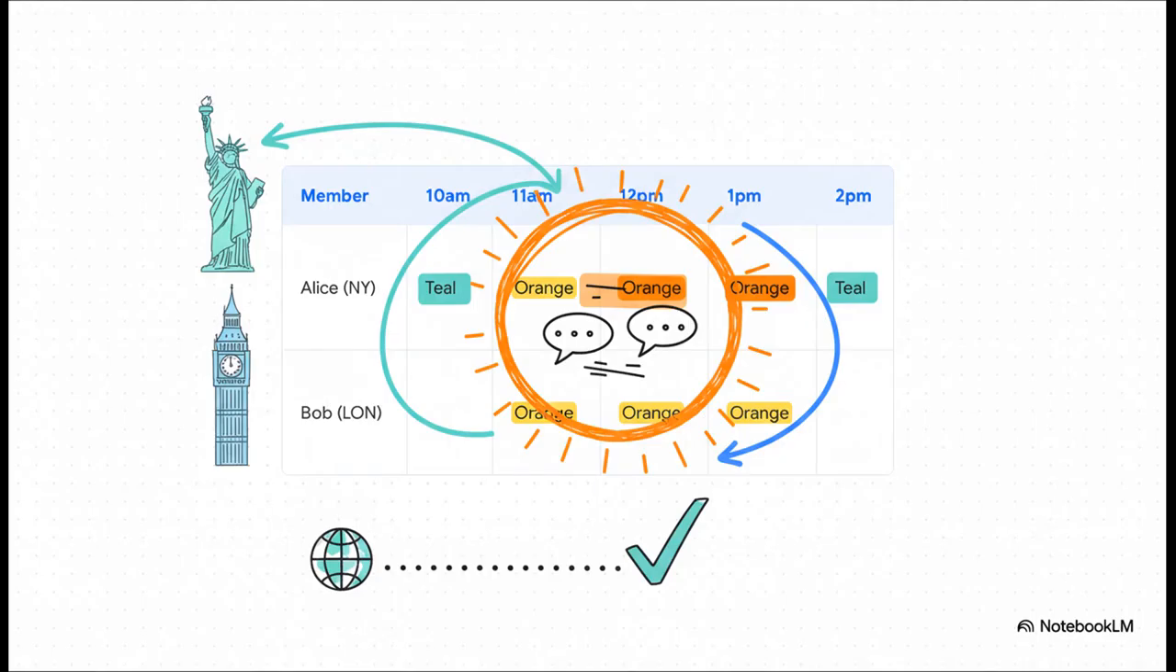Okay, now check this out. This is how brilliantly simple it is. You've got Alice in New York, her working hours are in teal. You've got Bob in London, his are too. But the magic? The magic happens where they overlap. You see that bright orange section? That's not just data. That's your answer. That's your meeting window. Boom, no math required.